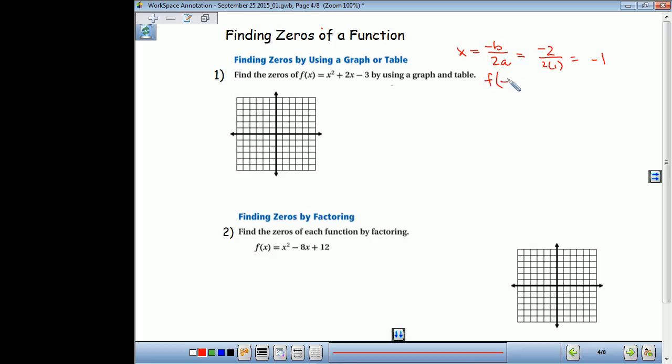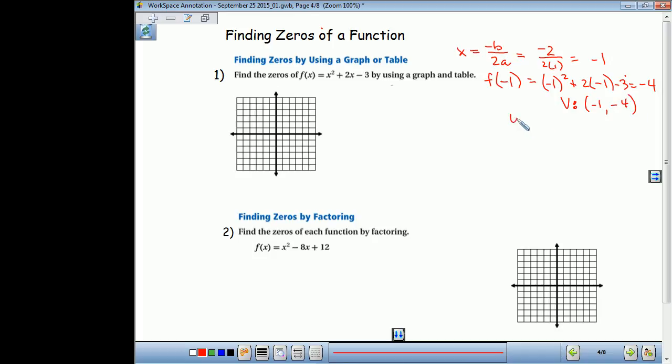All right, so we're evaluating the function f for a value of negative 1. And when we plug in that negative 1, we're going to square it, and then multiply it by negative 2, and then subtract 3 from that. And the value of the function when x is negative 1 is negative 4. So that tells us that our vertex is located at the point negative 1, negative 4.